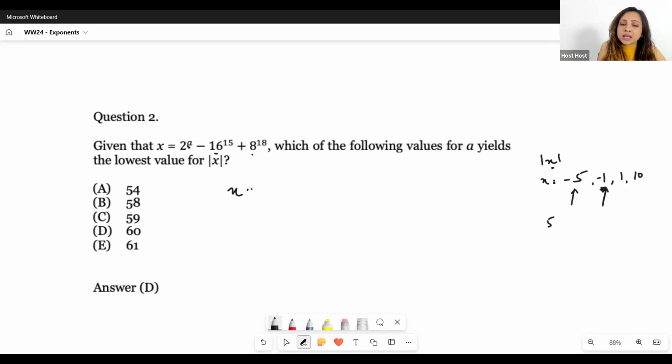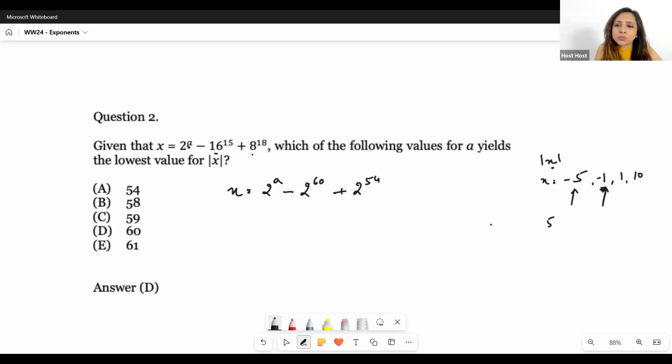So then we say x is equal to 2 to the power a minus, now 16 is 2 to the power 4, and 4 into 15 is going to give me 60. So 2 to the power 60, plus 8 is 2 cube and I have an 18 on top. So it will give me 3 into 18, that is 54. So 2 to the power 54.